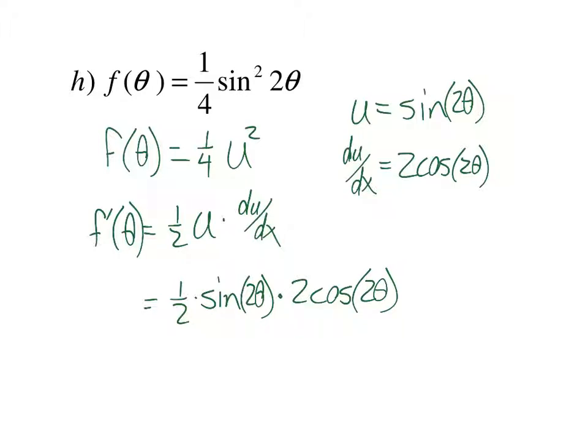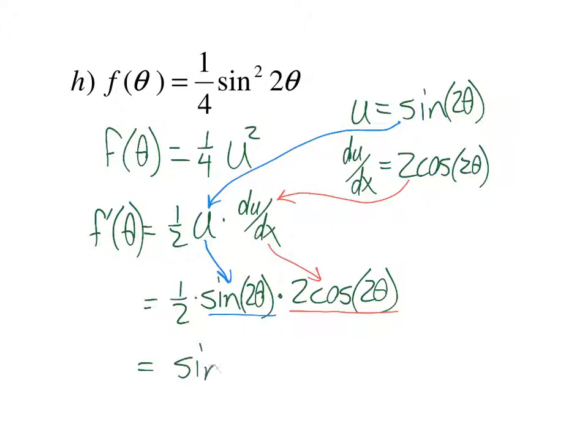Okay? So again, we're taking this u and we're plugging it in, subbing it back in. Okay? And we're taking the du dx and we're substituting that back in as well. Okay? So there's our du dx, there's our u. Then you simplify it a little bit, cancel the half with the 2, and you have sine of 2 theta cosine of 2 theta. Okay?